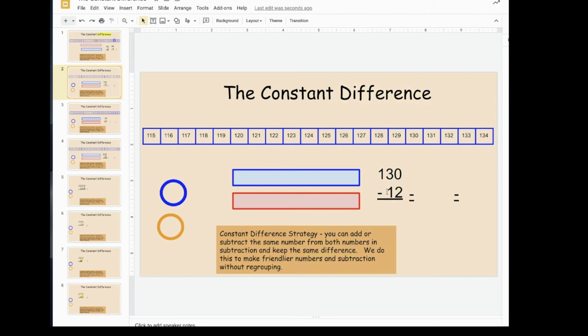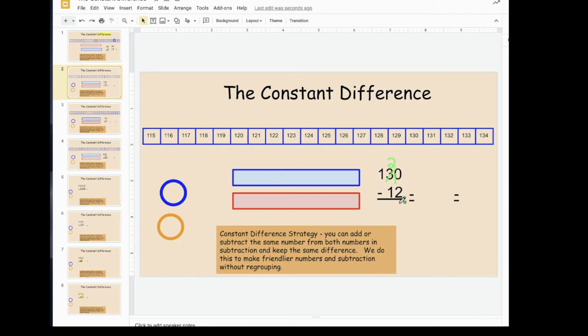Here I have 130 minus 12. Again, in the ones place, I have a 0. I have no ones, but I need to take 2 away. So in the algorithm, it would tell us we'd have to regroup. I'd have to regroup from the tens place. So instead of 3 tens, I make 2 tens, and I'd have to bring that 10 over and make 10 ones.